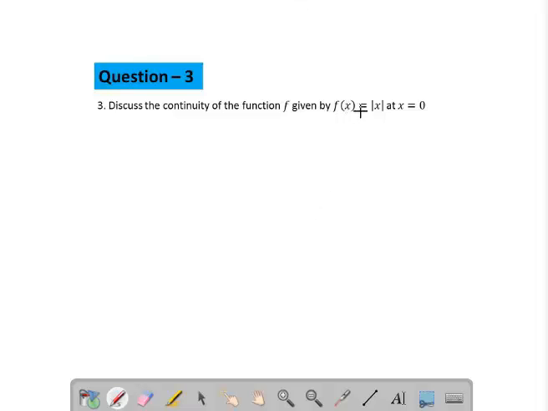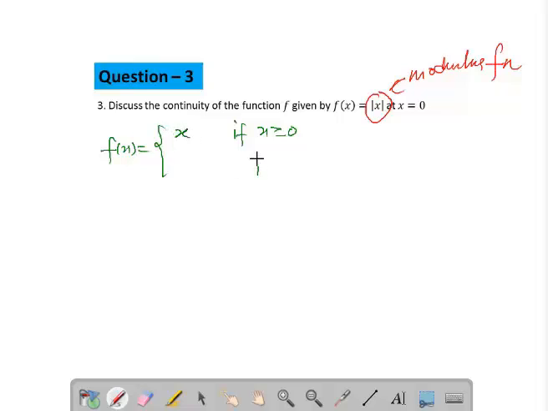The next is the modulus function. So we see this one. This one is a modulus function, right? Now, modulus function, let me revise. f of x is equal to x if x is greater than or equal to 0, then the f of x value is taken as x. Otherwise, if x is less than 0, that means when x is a negative number, then f of x value will be negative of x. So this is a modulus function, right?